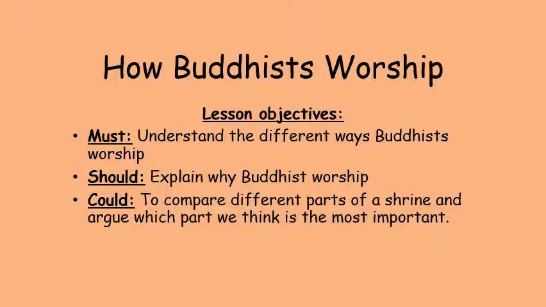So what do they do? Why do they do this? How is that therefore important? The could objective, so this is, if you can do this, this is absolutely brilliant. We're going to be able to compare different parts of the shrine and say which part you think is the most important, because the parts of the shrine have symbolic meanings, they all mean something. So that comes towards the end of the lesson.